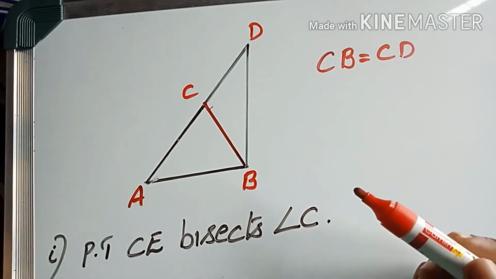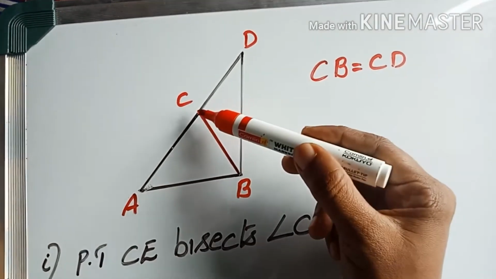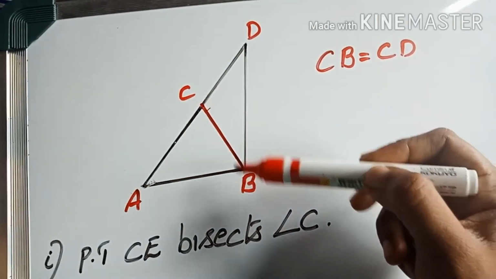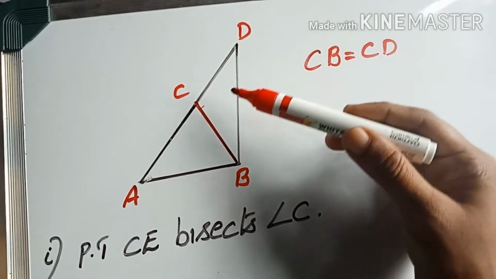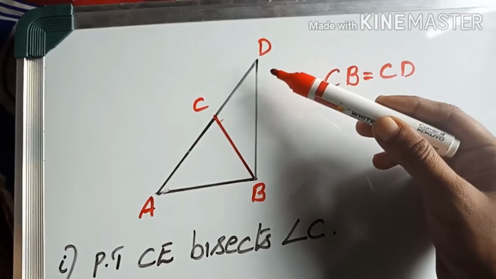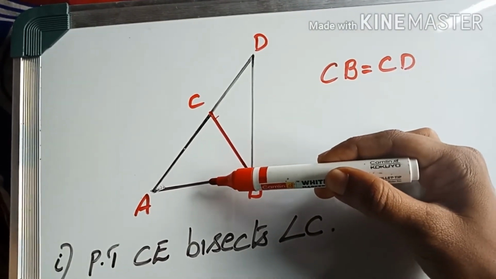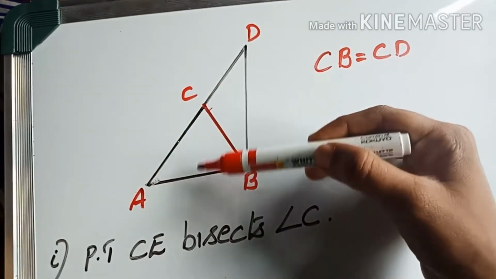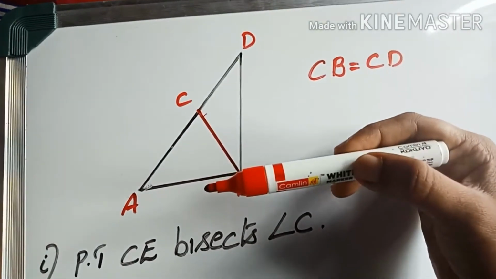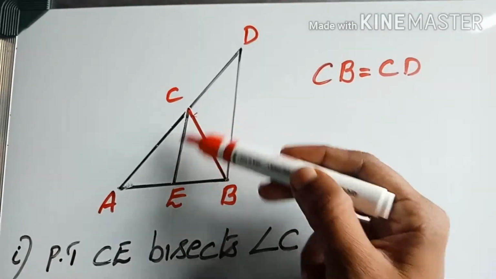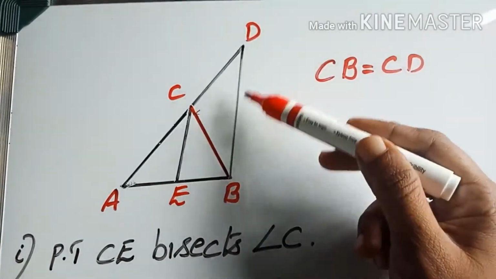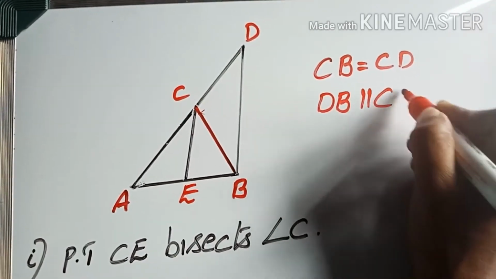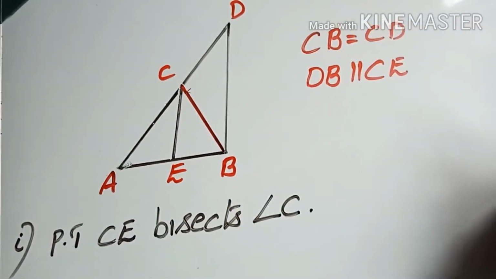And one more thing is given. From the point C, another line is joined to AB, parallel to DB, to meet AB at the point E. So this line will be parallel to DB. Let's draw that line. This is that parallel line CE. CE is parallel to DB. This is the sign of parallel.